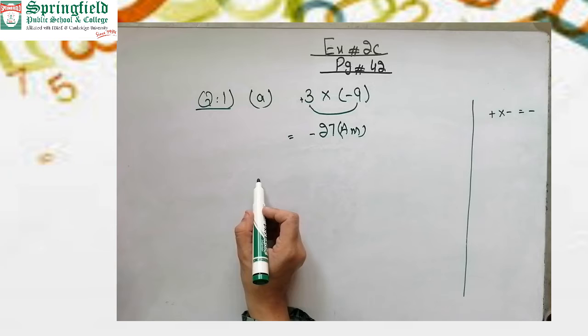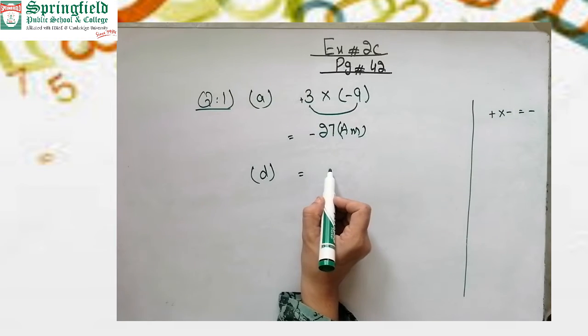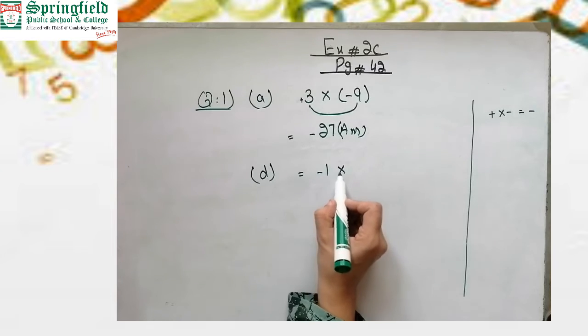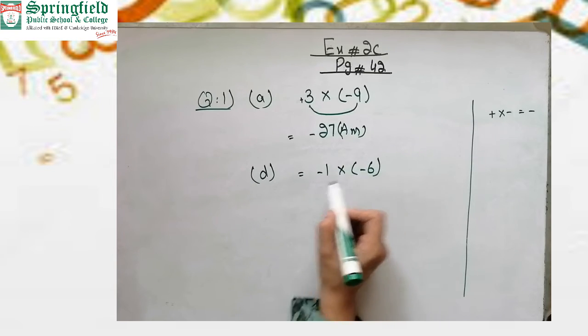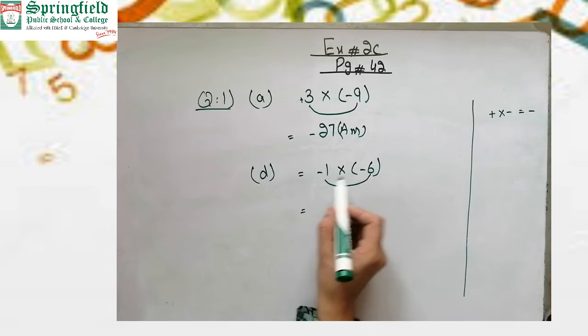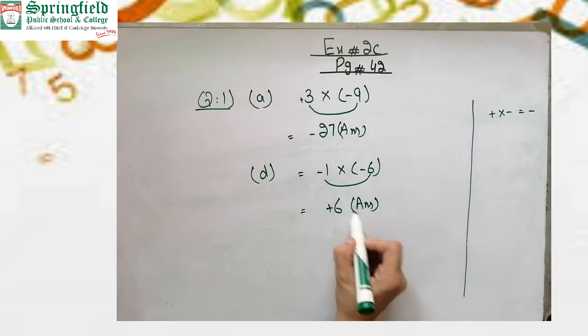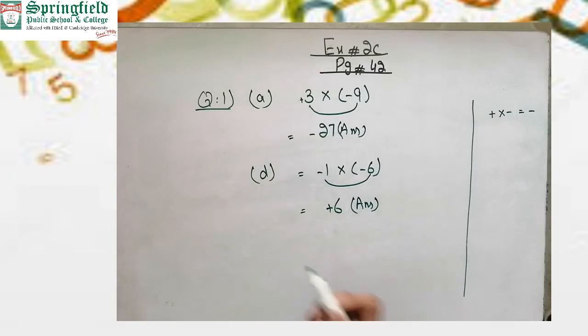And now come to the part D. Part D is minus 1 multiply minus 6. Both the numbers are negative. So 6 multiply 1. Minus minus will be plus. Plus 6 is your answer. Understood, beta? Okay, now the rest of the parts are your homework. Now come to the question number 2.